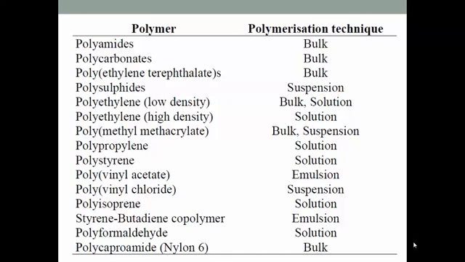Hence I discussed the four commonly used types of polymerization techniques which are used to produce polymers like polyamides, carbonates, polyethylene, polyvinyl chloride, polyvinyl acetate and so on, which these polymers are used to produce a model using additive manufacturing or rapid prototyping.